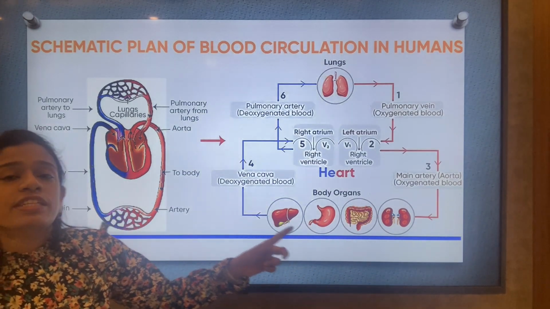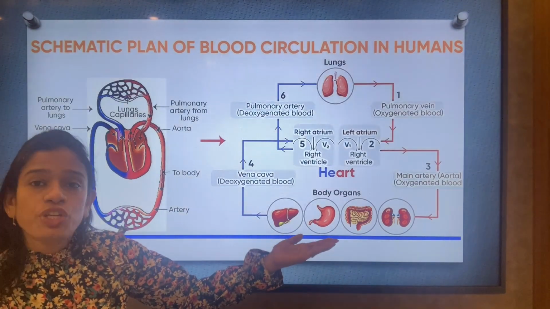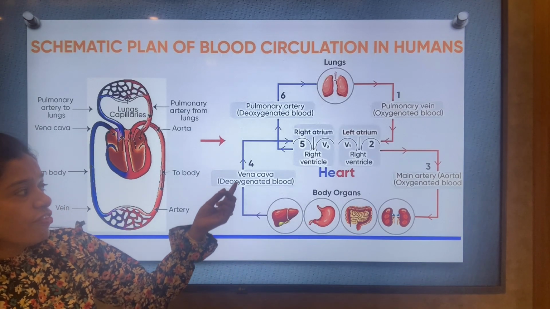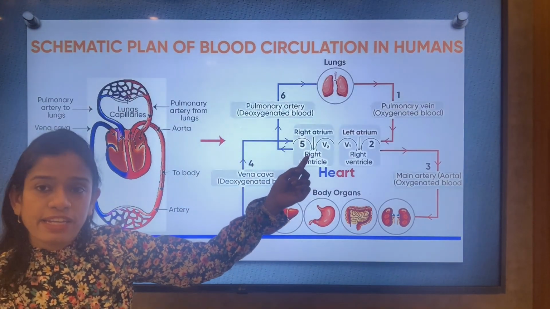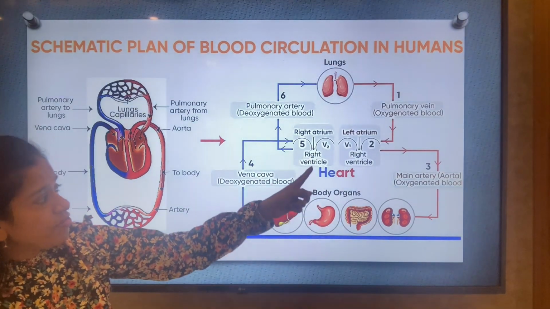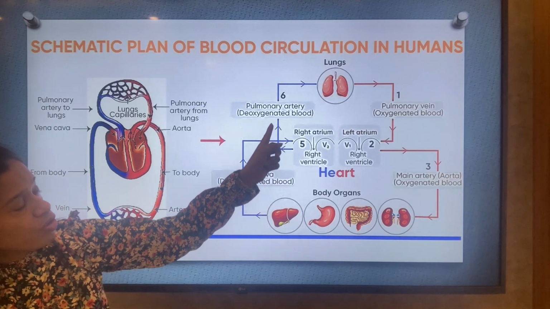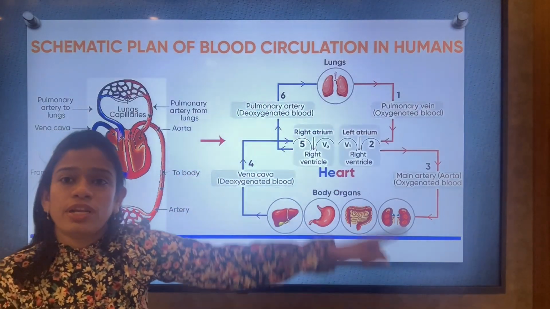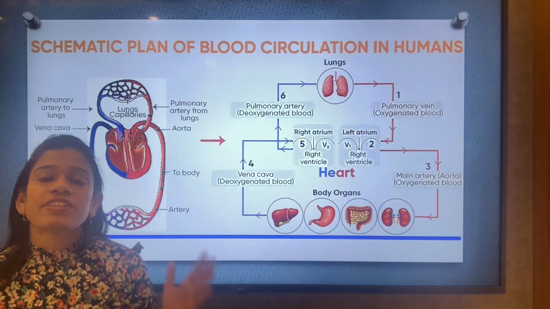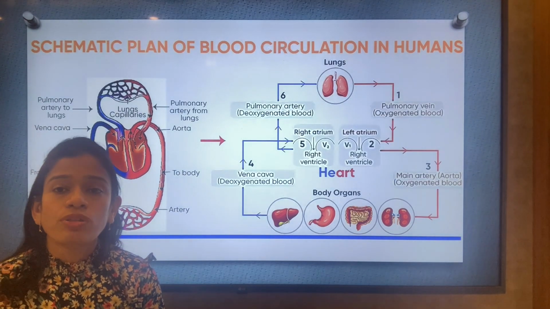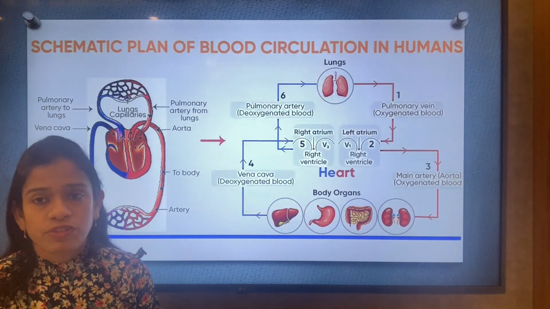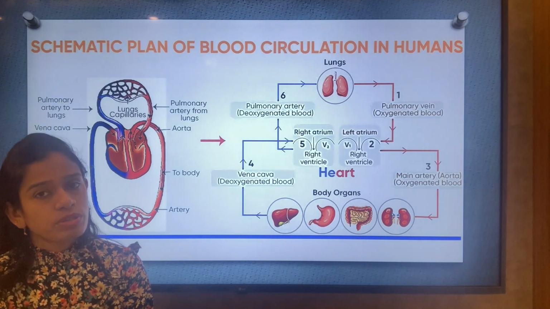After using the oxygen in the blood, the deoxygenated blood comes in through the vena cava and enters the right atrium. It flows from the right atrium into the right ventricle through the tricuspid valve, and then again it comes out through the pulmonary artery. It is taken to the lungs for the process of oxygenation. So this gives a schematic representation of how the blood flows through the heart, the lungs, and different parts of the body. And I told you about double circulation.